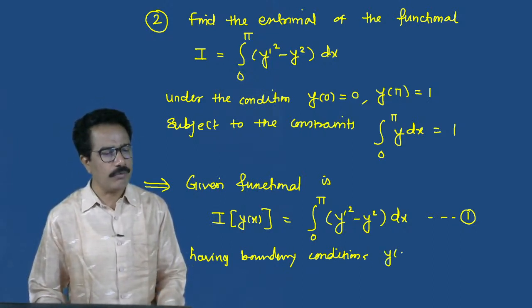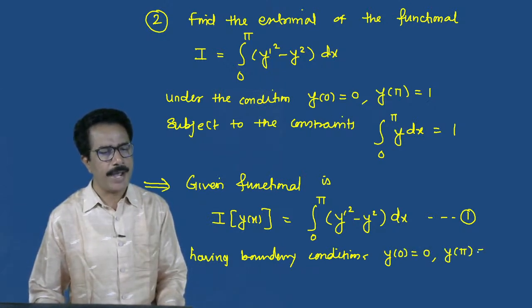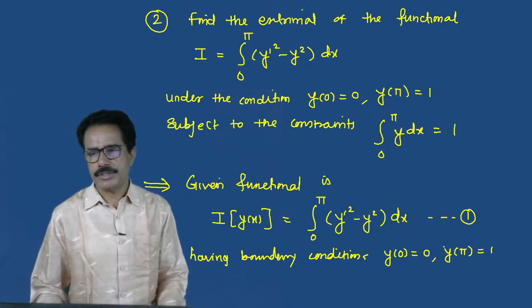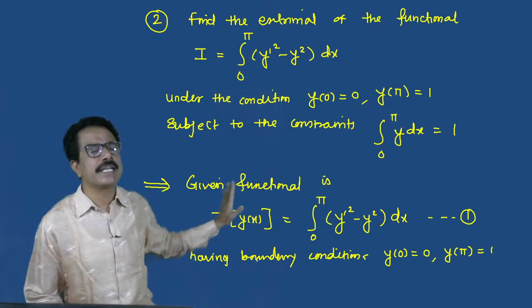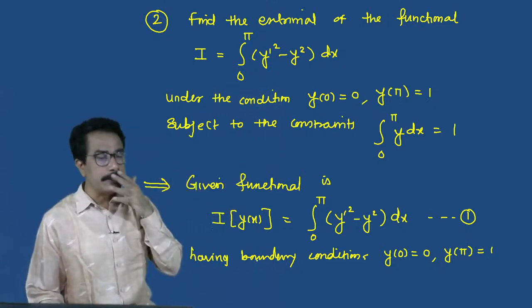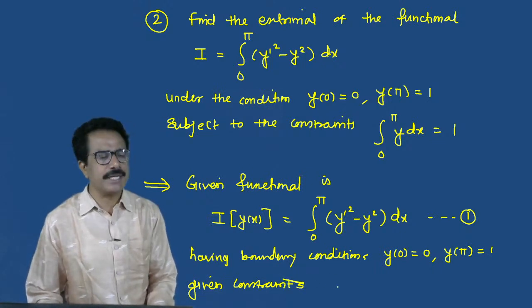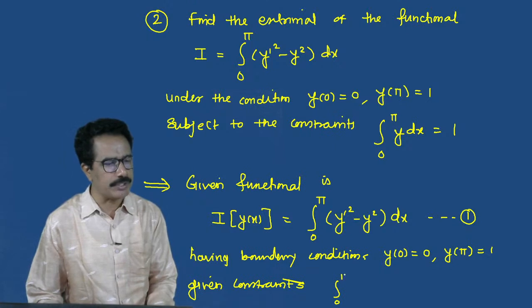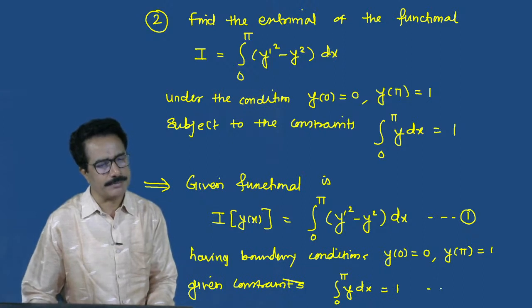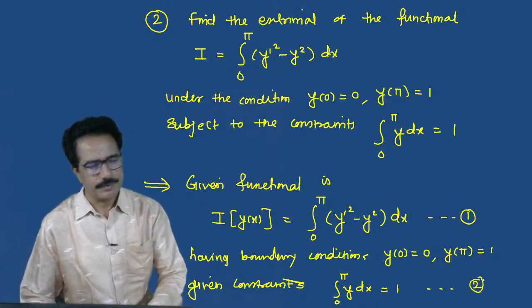Under the boundary condition y of 0 is equal to 0, y of pi is equal to 1. Is it okay? Now this is the given condition. Now we also have to discuss the given constraint, that is the particular condition, the integral from 0 to pi of y dx is equal to 1. Suppose this is 2. Now we can define the next function h.